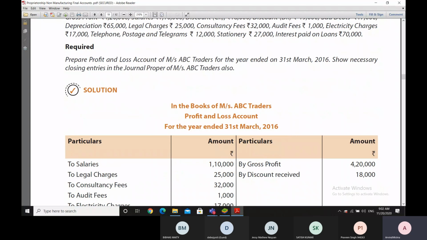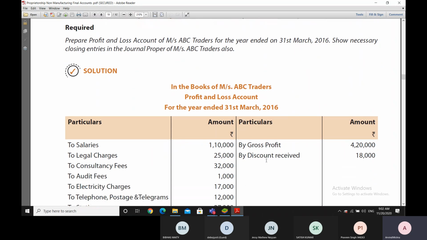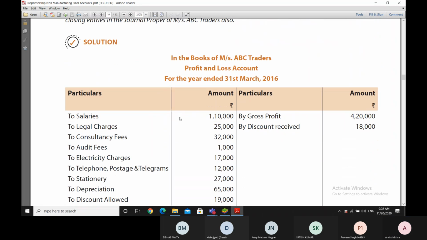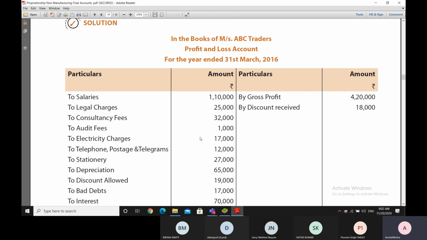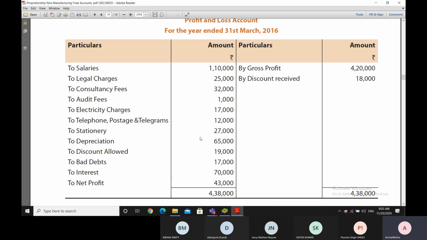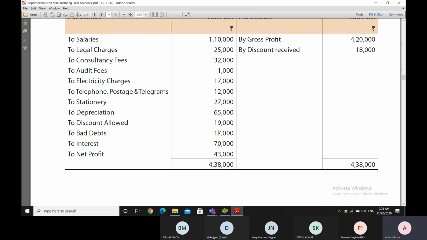So as you can see here, we've started with the gross profit, and then we'll go on writing the entries of the indirect expenditure on the debit side, like salary, legal charges, consultancy fees. As we already discussed, we'll categorize them also. But for convenience sake, here it is being shown without categorization. The bad debts will also be debited here, and whatever interest is being paid for any reason, that will also be debited here.